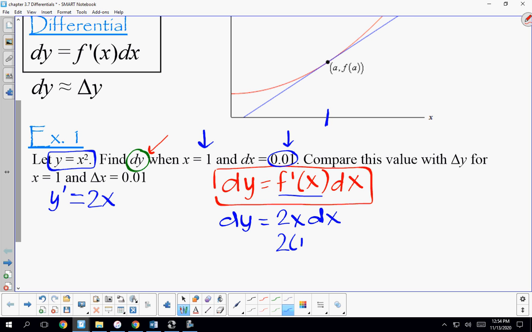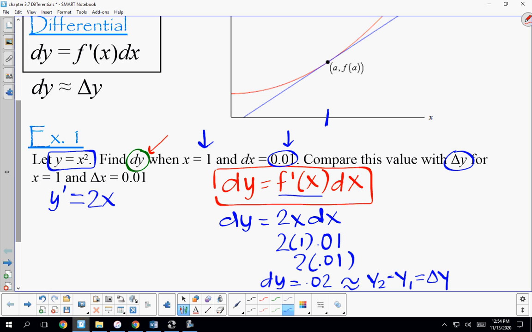So 2 times 1 times dx, and I'm just multiplying. 2 times 0.01 is 0.02. And so this is an estimate for the change in y. So it's kind of like y2 minus y1, which we also call delta y. Okay? It says compare this value for the actual change in y, for x equals 1 and delta x equals 0.01.